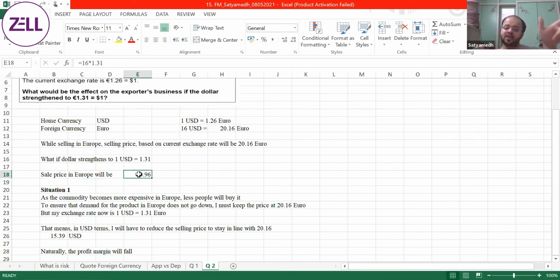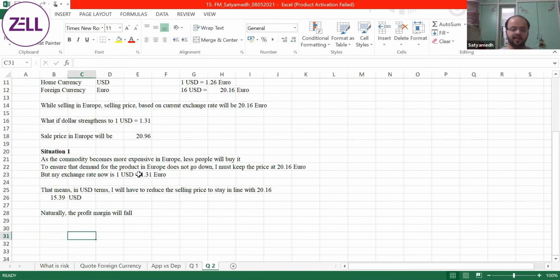Now if this question were in the investment appraisal chapter, you would be asked: should I reduce my selling price and agree to sell at 15.39 USD, or should I accept the fall in demand that is going to happen and move ahead with that? What would you do? You would calculate the relevant cash flow of both, calculate the present value of both, and choose the option where the present value is higher. Had this been a question from investment appraisal, but this question is not from investment appraisal, it is forex, so you have to underline the risk part.